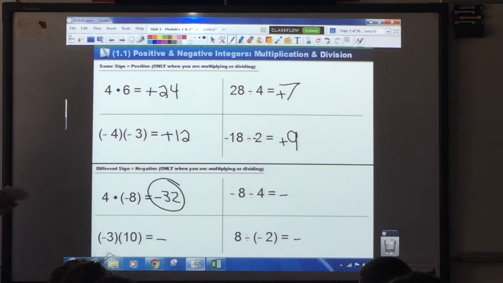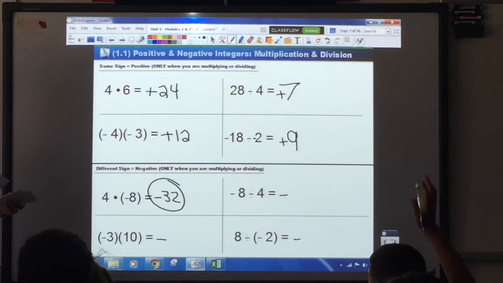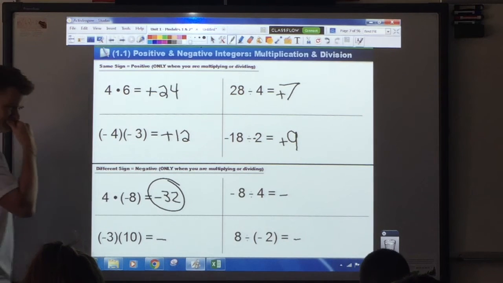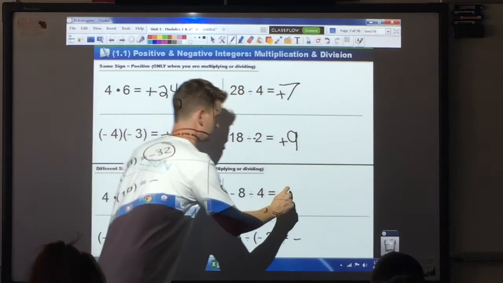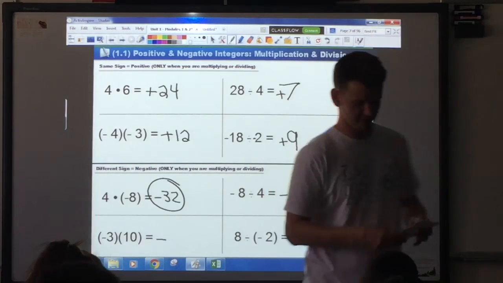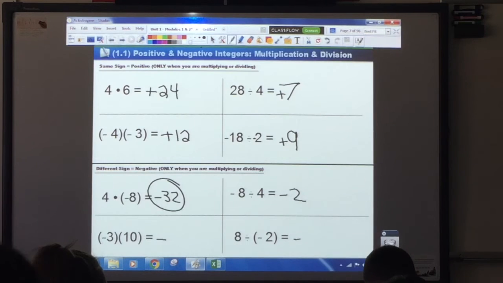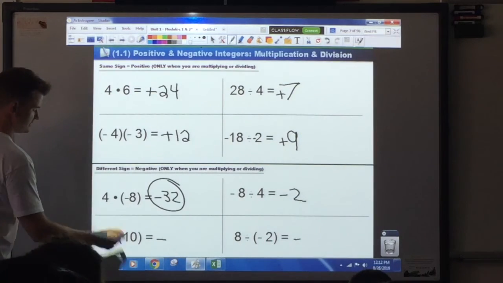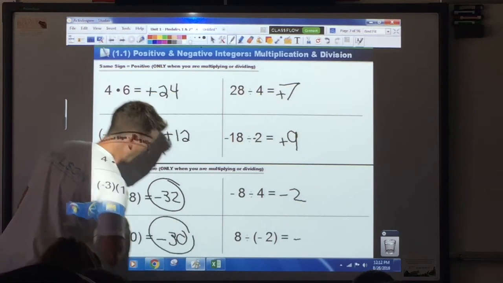Adrian, negative 8 divided by 4. What's it gonna be? Perfect. Negative 2. When we multiply and divide, different signs are negative. Thank you. Dante, negative 3 times a positive 10. Negative 30. Different sign, negative. Bam! We got it.